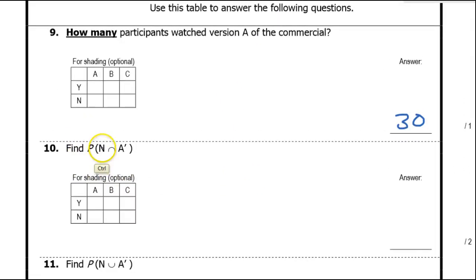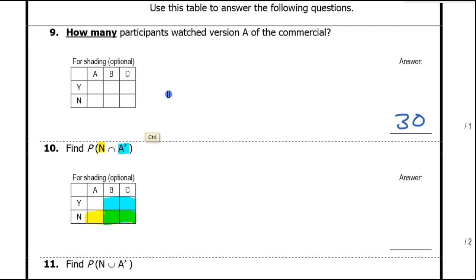Find the probability of N and not A. So when I see "and," that tells me to use two colors and look for the overlap. So let's start with N. Here is row N. Just highlight it. Now I'm going to switch colors and highlight not A. That means I'm going to highlight everything that is not A. A is the first column, so that's why I'm highlighting the other two columns, because they are not A.